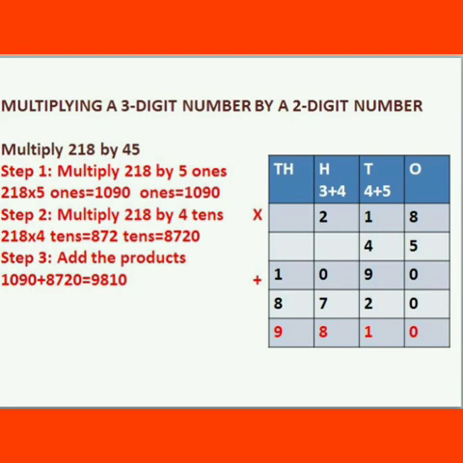8720. Next, add the products: 1090 plus 8720, which is equal to 9810. So when we are multiplying 218 by 45, we are getting 9810 as the product. In this way, a 3-digit number is multiplied by a 2-digit number.